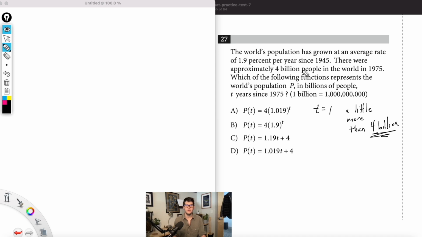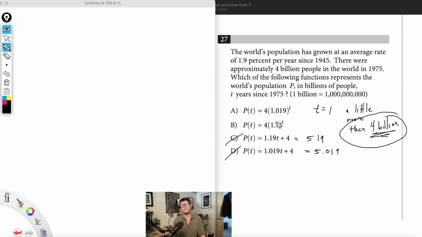And if you try out T equals 1, answer choice C is going to give you 5.19 billion. That's a huge amount of growth. It's a billion more people and then some, right? Answer choice D is going to also give you a huge amount of growth, 5.019. That's still over a billion more people. A billion people is a quarter of what we had. That's like 25% growth, so you can cross those off.